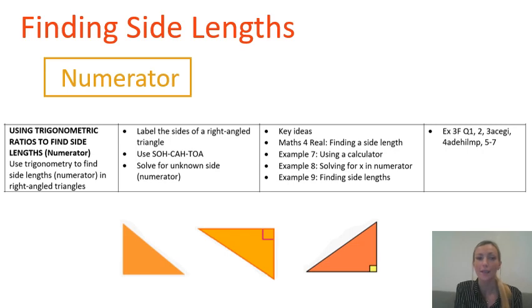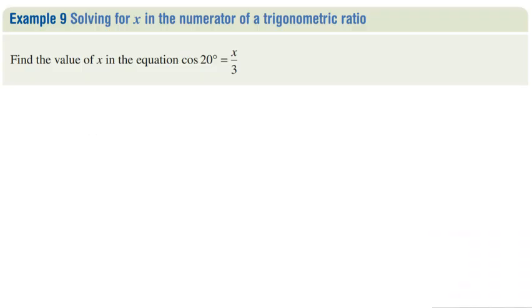For today's lesson, we will look at finding side lengths of triangles using trigonometry. We will do examples where the unknown is the numerator. The numerator is the top of a fraction. Before we begin, I want you to look at this equation. If we were to solve for x, what would we do?